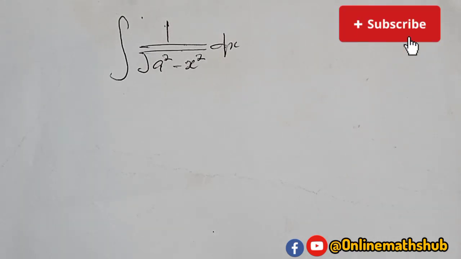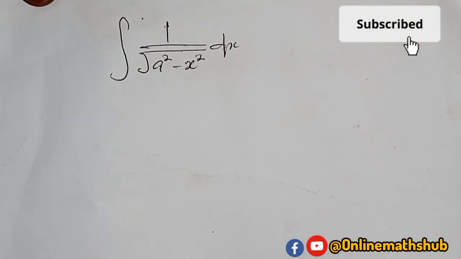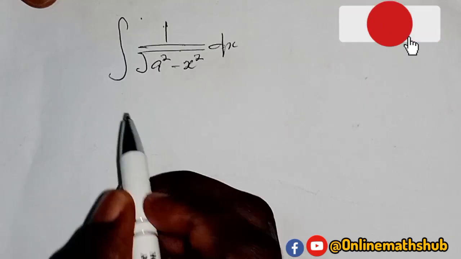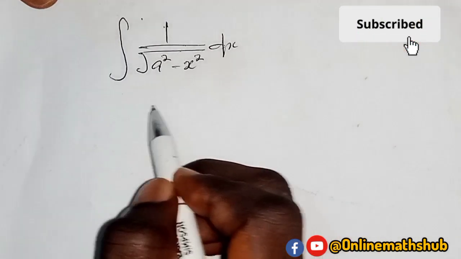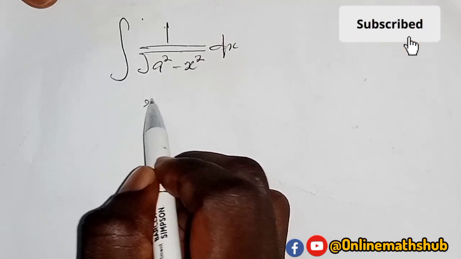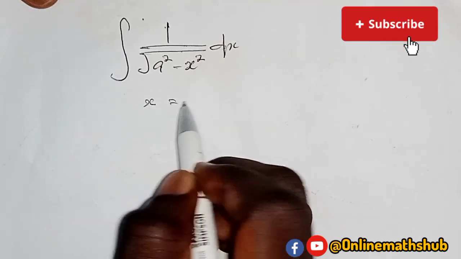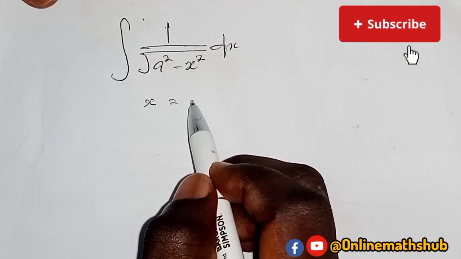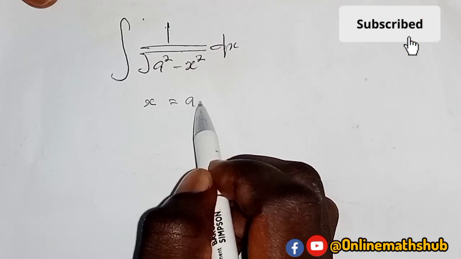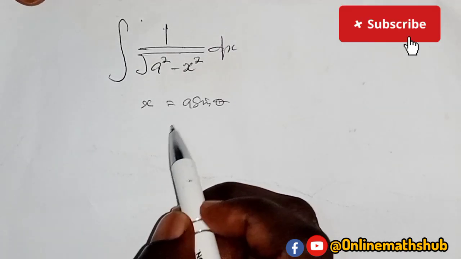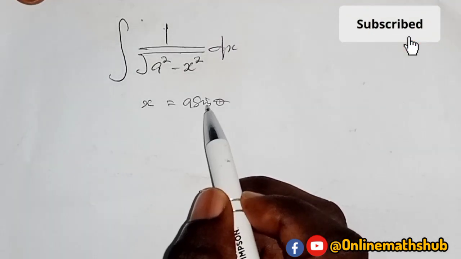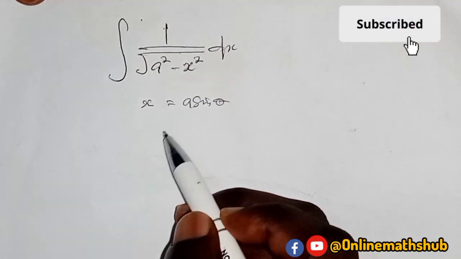So we have this integral to evaluate right here. Just pay attention, we're going to be doing it together. To evaluate this kind of integral, what you need to do is set your x to be equal to a trigonometric function, which is a sine theta. This is what you're going to set your x to be, and then you can differentiate x, and of course evaluate other stuff.